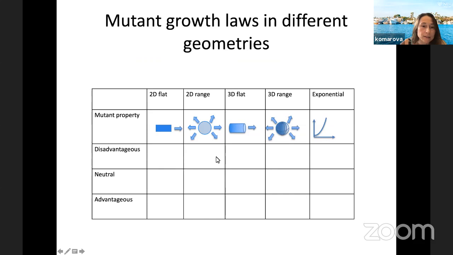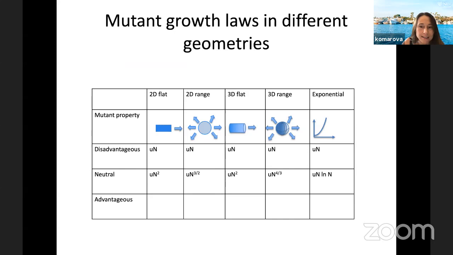And we will look at disadvantageous, neutral, and advantageous mutants. Okay, so the easiest one is disadvantageous. No matter what the geometry is, the number of mutants in a population of size n will scale as u, the mutation rate, times n. Because mutants are created, they don't really grow, they are disadvantageous. So the number of mutants will be proportional to the number of cells that are there. Easy.